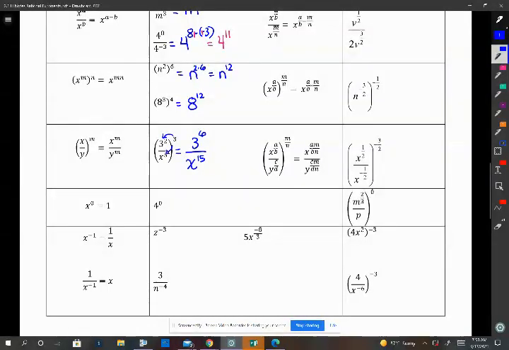Remember, anything to the 0 power is 1. So if it's a number to the 0 power, it's 1. If it was a letter to the 0 power, it's still 1. If it's a whole bunch of stuff to the 0 power, still 1.